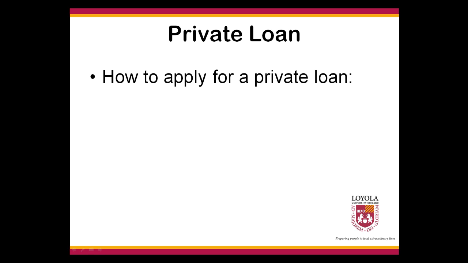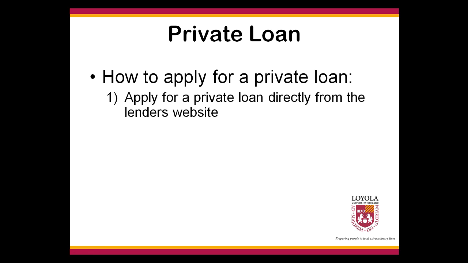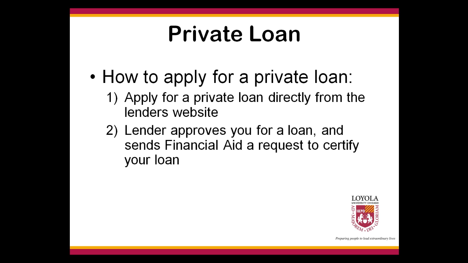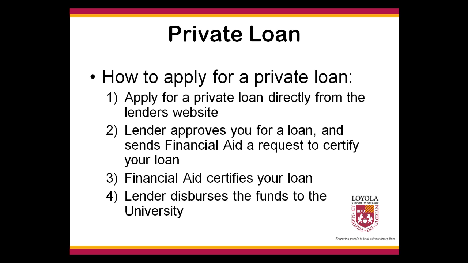The way to apply for the private loan is fairly simple. It's all done through the Financial Aid Office's homepage, leading you to the private educational loan. You're going to apply for it directly through the lender's website. The lender will approve you for the loan, and then will send the Financial Aid Office a request to certify your eligibility as a student at Loyola for this loan. Once we have certified the loan back to your lender, the lender will then be able to complete the loan process by disbursing funds directly to the university.